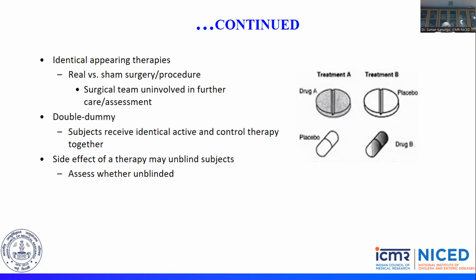Subjects receive identical active and control therapy together. For example, we give two dummies, say a normal saline injection or two normal saline vaccines, to both the groups to make it a double dummy. Side effects of a therapy may unblind the subject. Though we say it is blinded, if we study the impact of an antihypertensive versus a placebo, those whose blood pressure comes down may understand that they are in the active group. So blinding sometimes fails.